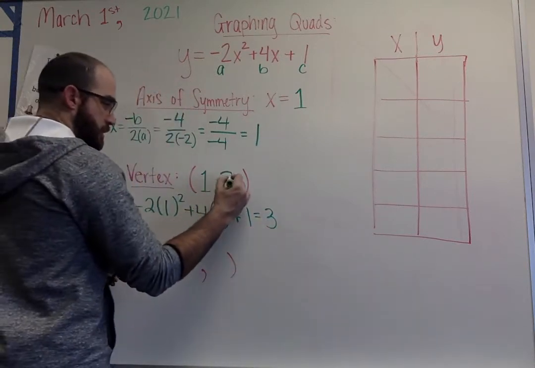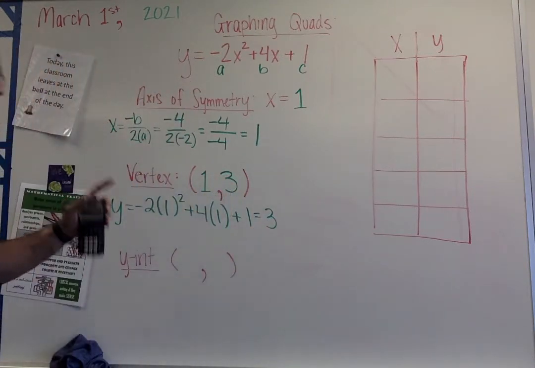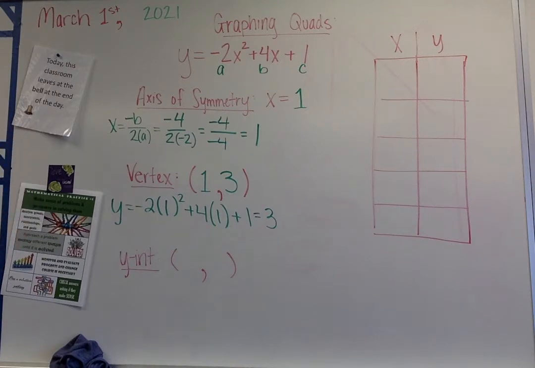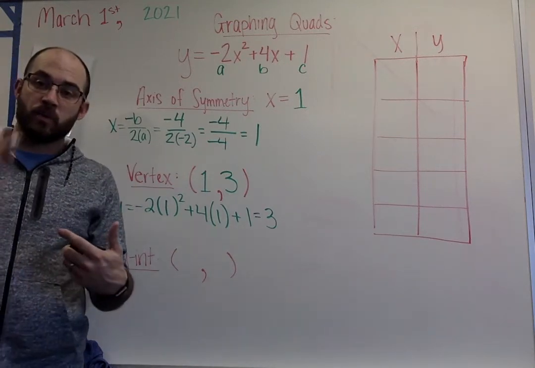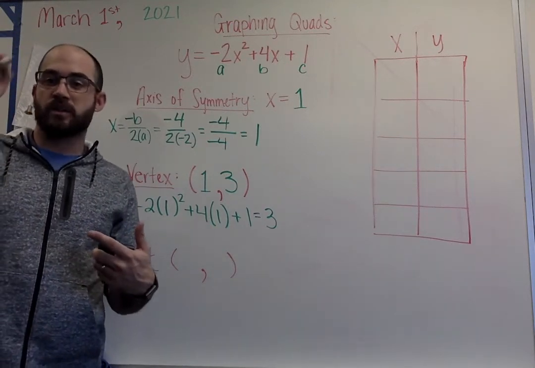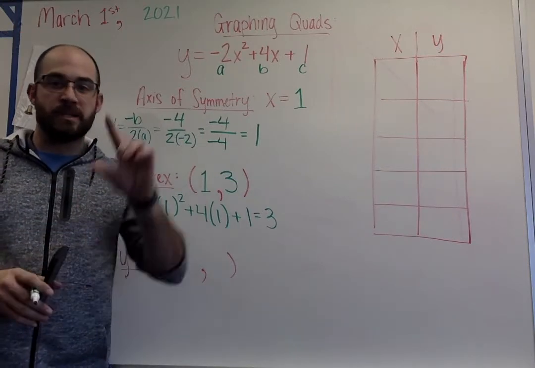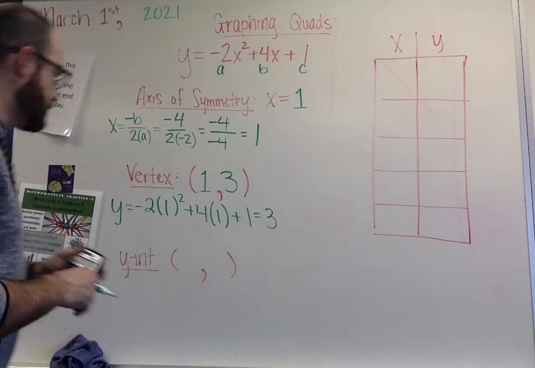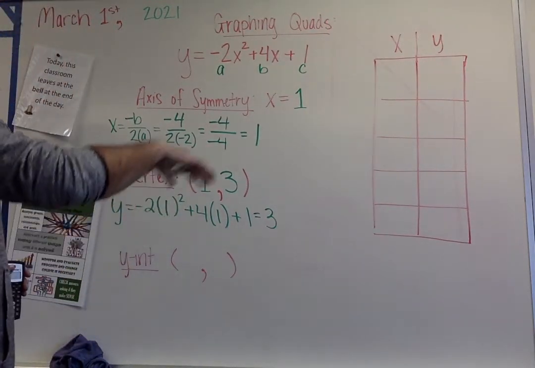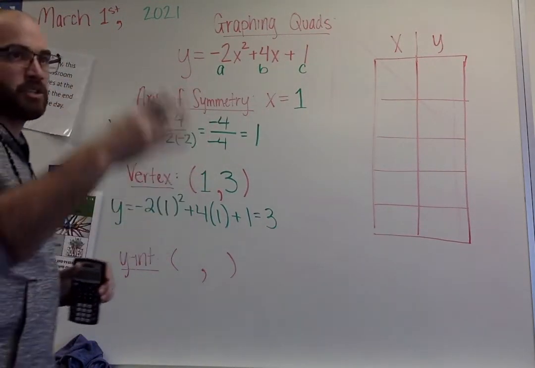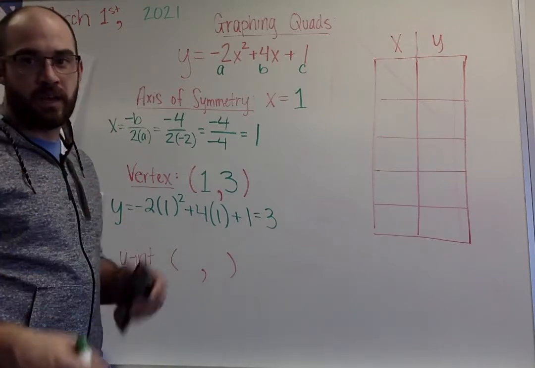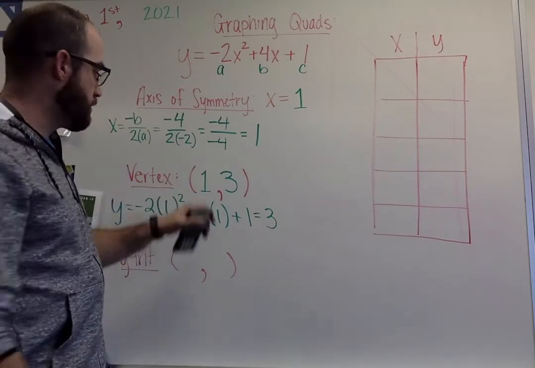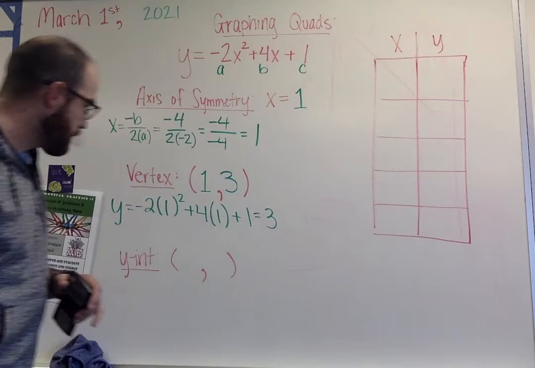So this tells me that my vertex is the point (1, 3). Again, this is that point where our graph turns, whether it's going up or going down. It is that turning point where the graph makes kind of that U shape. Okay, so this is the important point that tells us where our graph is going to turn, whether it's going down and turns going up, or going up and turns going down. That is our turning point. It is our vertex.